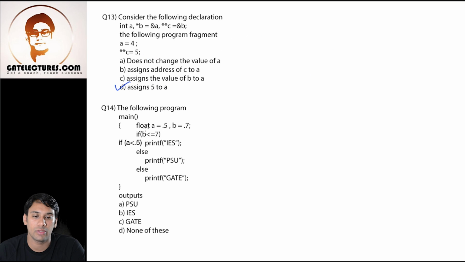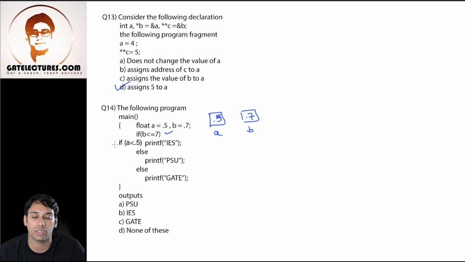In this next question they have given two variables a and b, which are of float type. The value stored in the variable a is 0.5 and the value stored in the variable b is 0.7. In the first if condition they are saying if b is less than or equal to 7, and the value stored in b is 0.7, which is less than 7, therefore this condition is true.